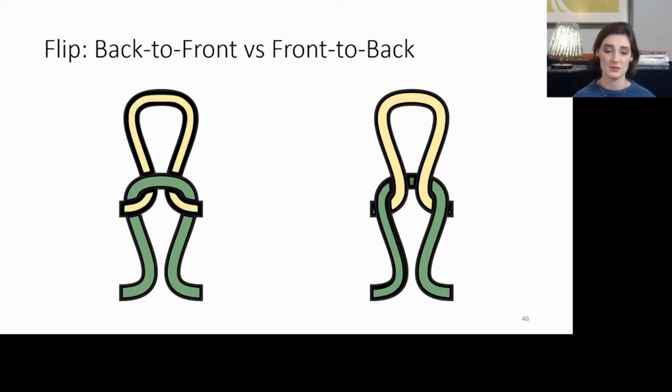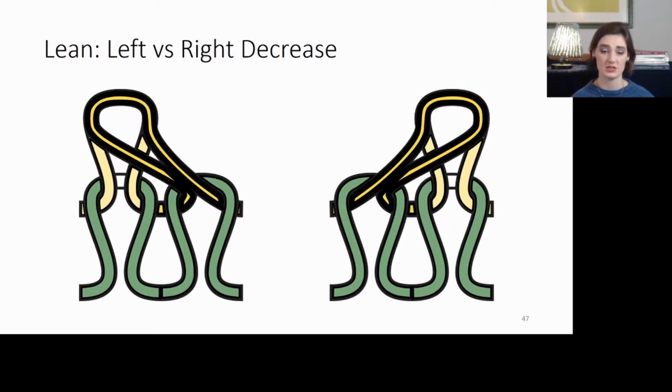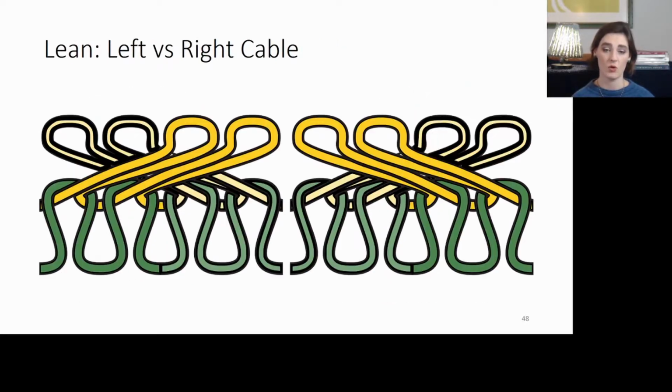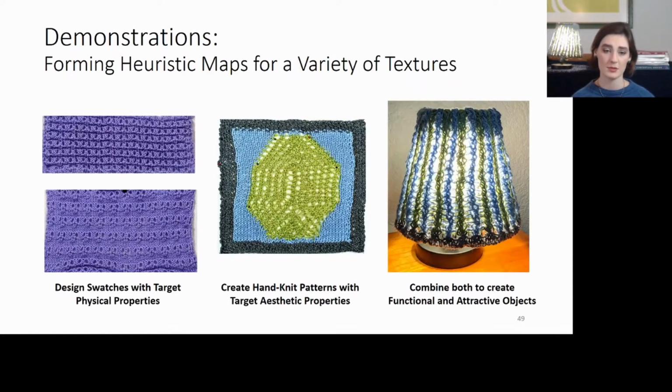A flip stitch simply means to take a stitch that is pulled through back to front and flip it to be front to back. We can also lean stitches, such as decreases, which tend to lean left to right, or lean cable stitches, which tend to be crossed over in a left to right pattern. In the paper, we present 3 demonstrations for forming heuristic maps to create a variety of physical textures with physical and aesthetic properties. For the rest of this talk, I will focus on the final one, a lampshade.